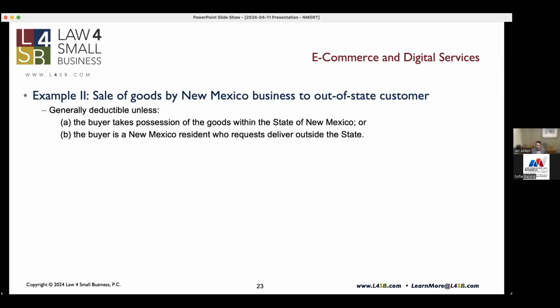Or if the buyer is a New Mexico resident who requests delivery outside the state. If I live here in Albuquerque and I've got a PO box in Texas, I'm going to request that you deliver to my Texas PO box, even though I'm based in New Mexico. That is taxable, even though delivery is happening out of state, because I, the buyer, am based in the state. You can never truly know with some of these things, especially if you don't collect separate addresses or if you don't ask that question. If people provide you an out-of-state address, there's a presumption on your part that they're an out-of-state buyer, and you can only be expected to do so much to verify that. But just know that that is an exception to this deduction.